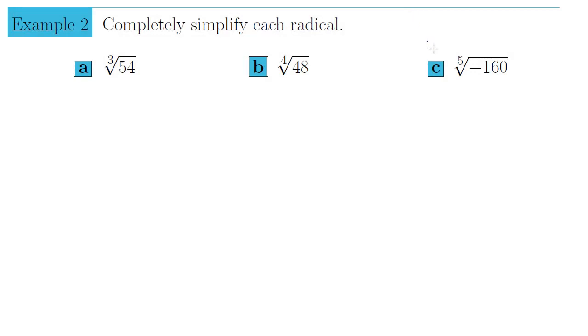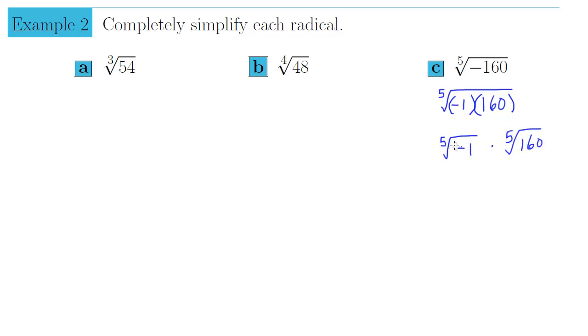All right, for part C, we have to simplify the fifth root of negative 160. So let's deal with this negative first. The fifth root of negative 160 is going to be the fifth root of negative 1 times 160. So you want to think of that negative as a negative 1. And then our product rule says we can split that apart into the fifth root of negative 1 times the fifth root of 160.